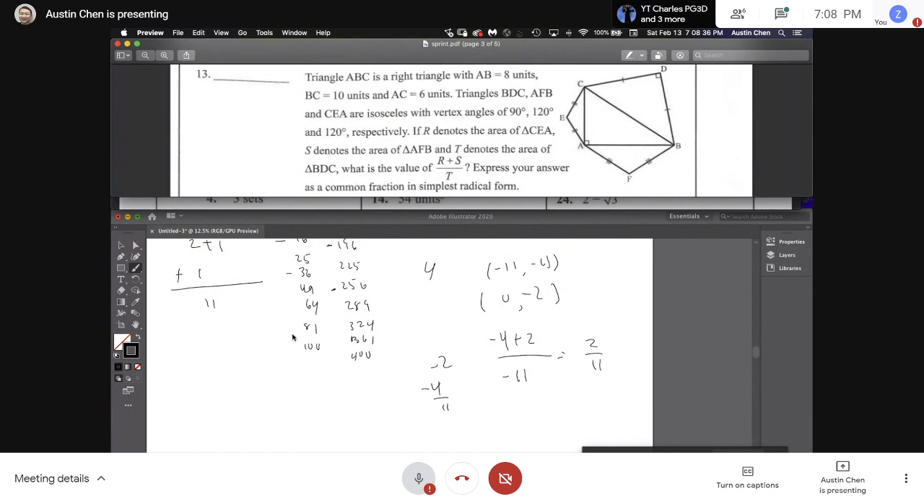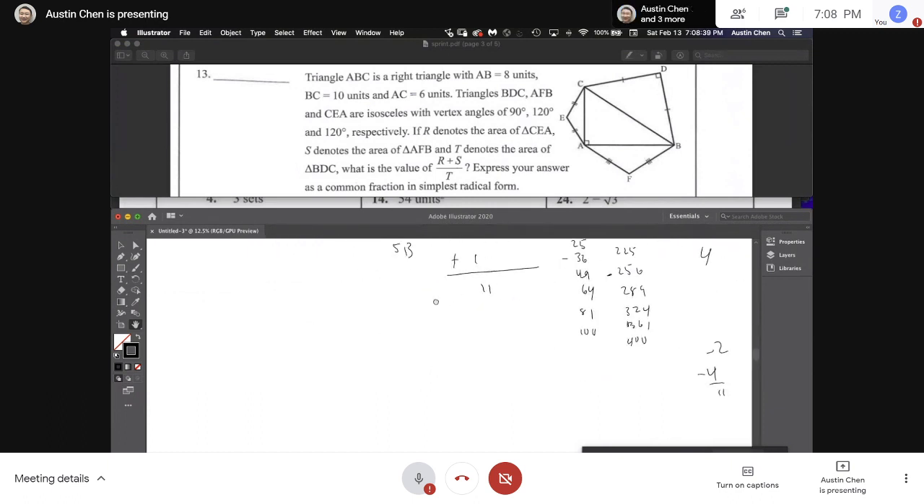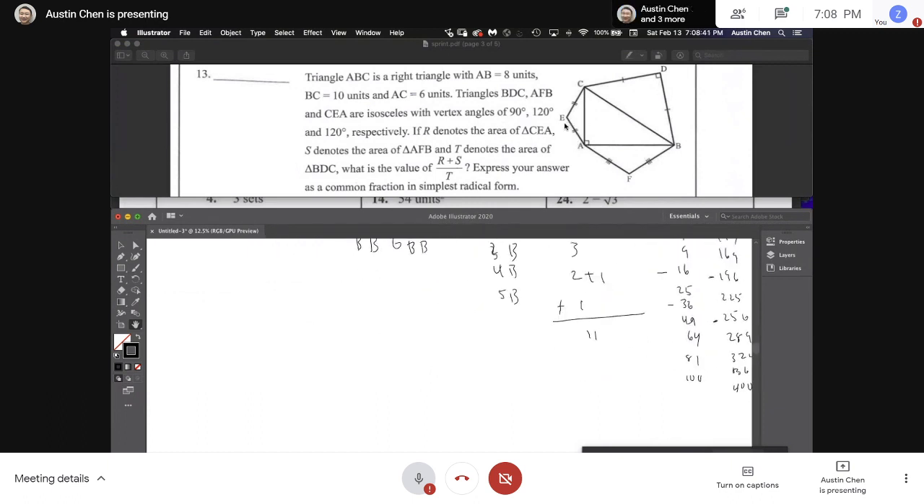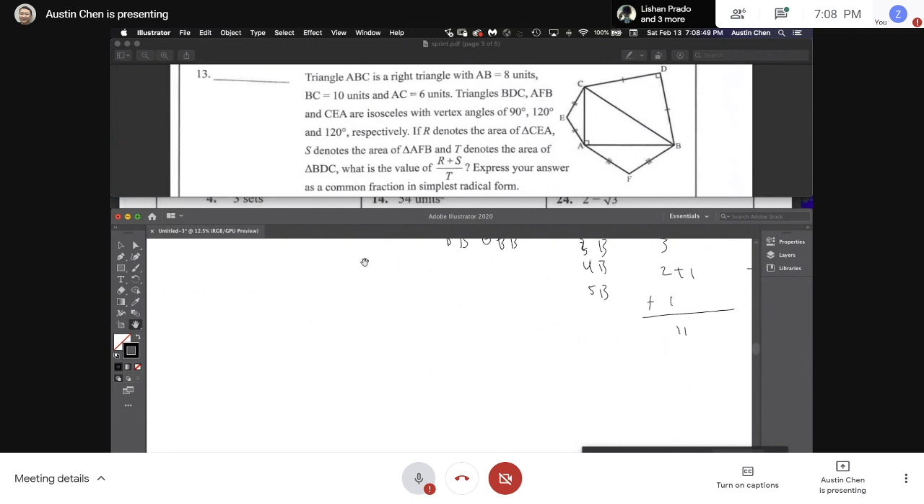Now, there are multiple ways you can find the area. One way you can do it is looking at triangle CEA, right? We know that this is 120 degrees. We know that the triangle is isosceles, and the sides are the same. And we know that this side, the base side, is going to be 6 units. It's given on all the base sides.